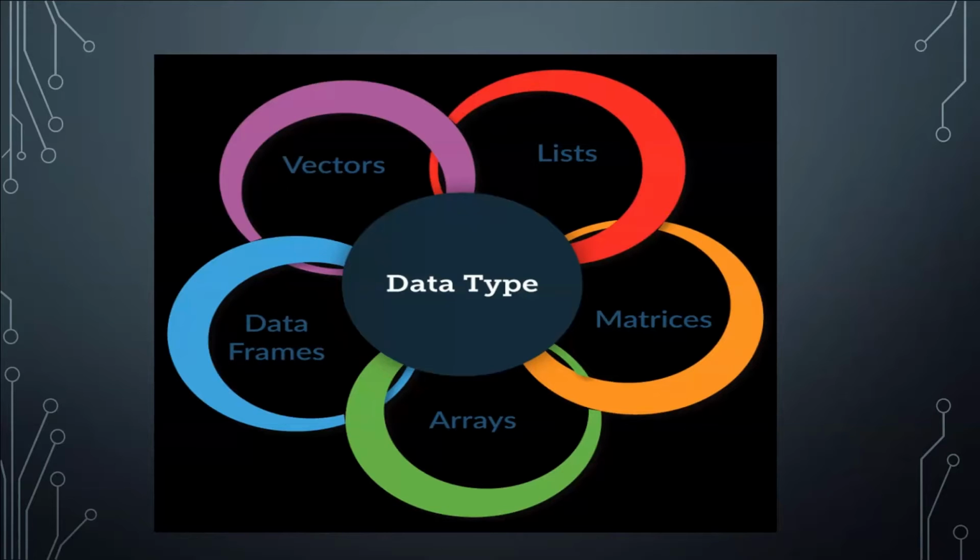One is vectors. What do you mean by vectors? It's a single dimension, correct? I will show you what these vectors are. Lists, matrices, arrays. The last one is data frames. Totally how many types? 5 types are there.